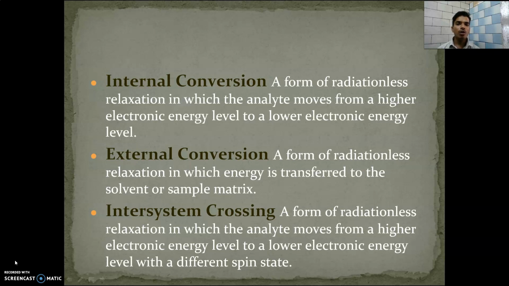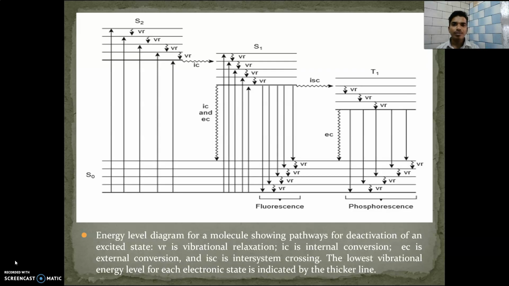So the common thing is radiationless relaxation. In internal conversion, the analyte moves from a higher energy level to a lower energy level. In external conversion, there is an energy transfer to the solvent system. In intersystem crossing, the analyte moves from a higher energy level to a lower energy level with a different spin. So we'll come to know this from the diagram.